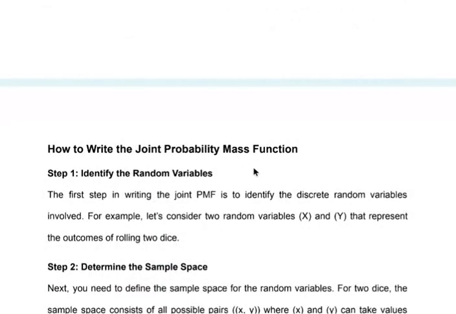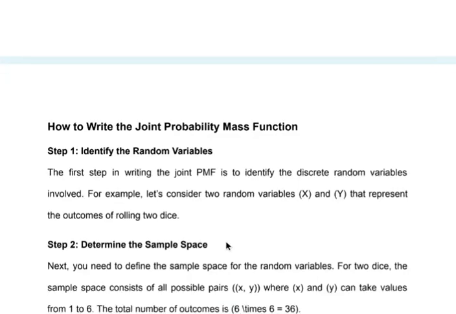How to write the joint probability mass function. Step 1. Identify the random variables. The first step in writing the joint PMF is to identify the discrete random variables involved. For example, let's consider two random variables, X and Y, that represent the outcomes of rolling two dice.